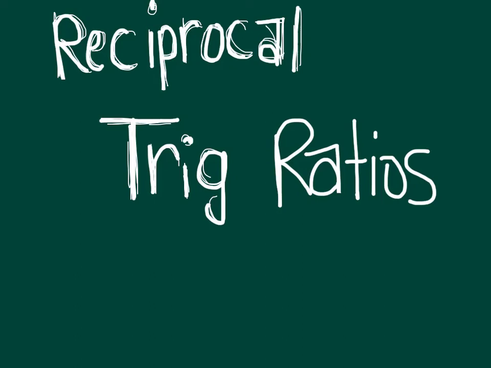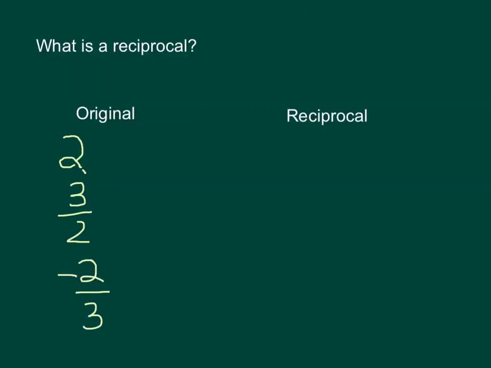This video is going to introduce you to the idea of reciprocal trig ratios. First, let's discuss what a reciprocal is. The technical definition of a reciprocal is the number that when multiplied with the original gives you an answer of 1. The day-to-day definition of a reciprocal is just flipping the fraction.